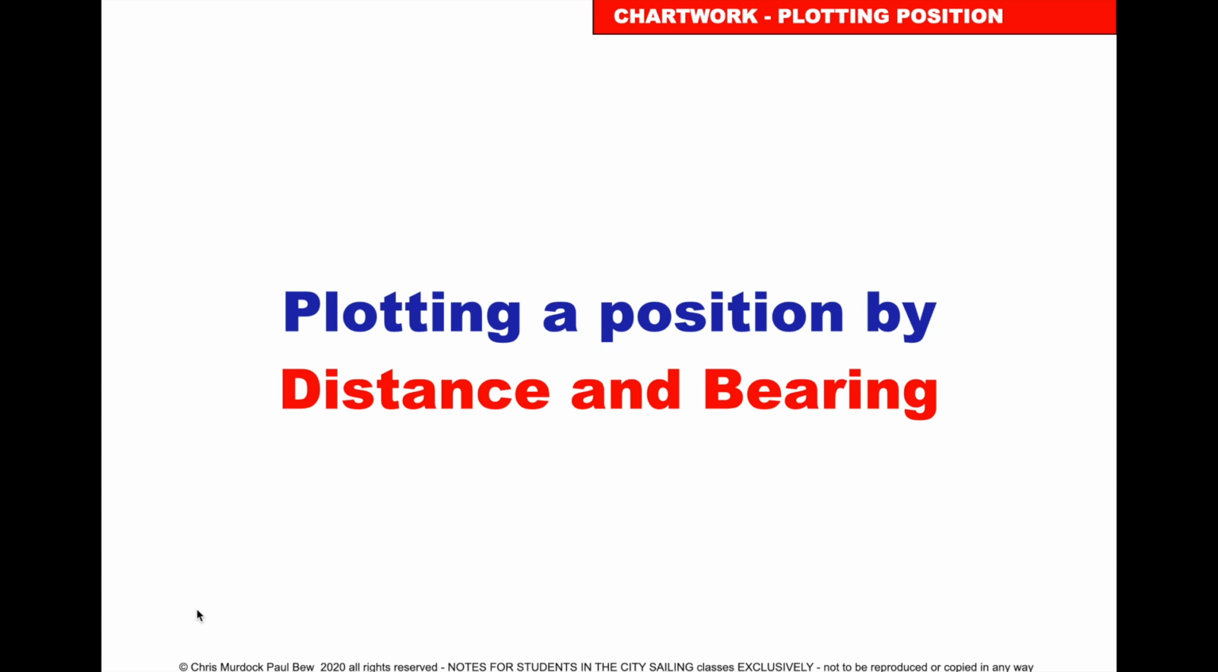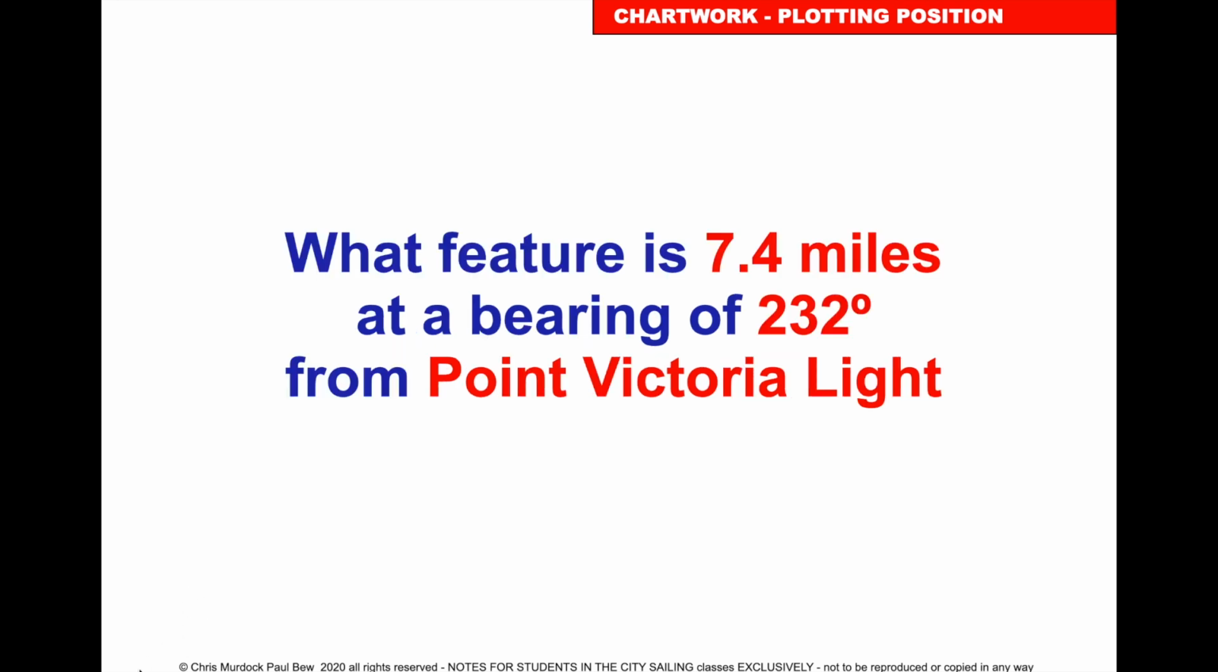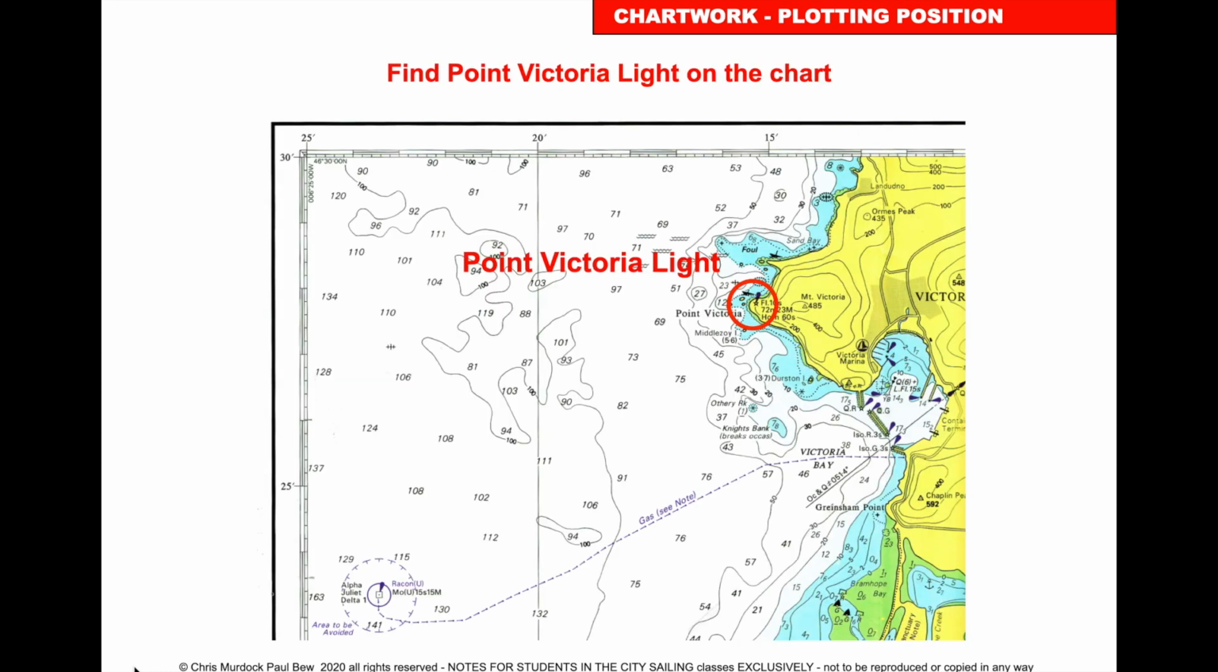We can also plot our position by distance and bearing. So if we're given a distance and a bearing, we can work out our position. And the question now is, what feature is 7.4 miles at a bearing of 232 degrees from Point Victoria Light? So first of all, we need to find out where Point Victoria Light is. And here it is on the chart.